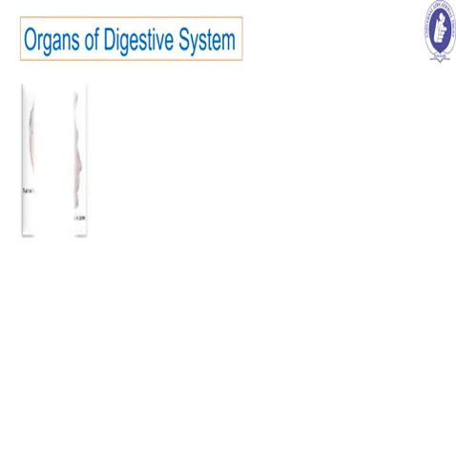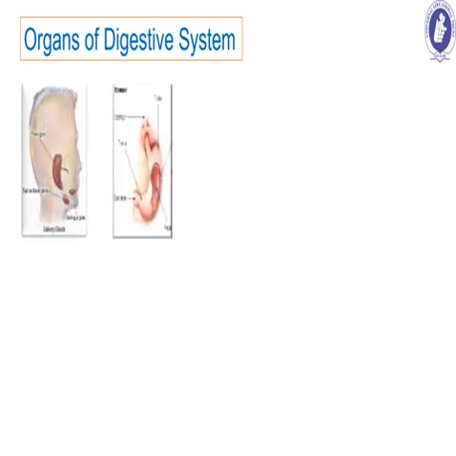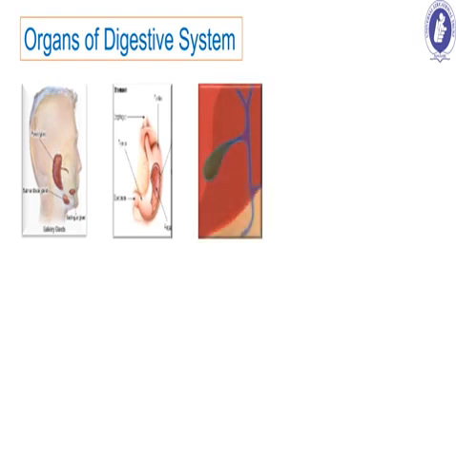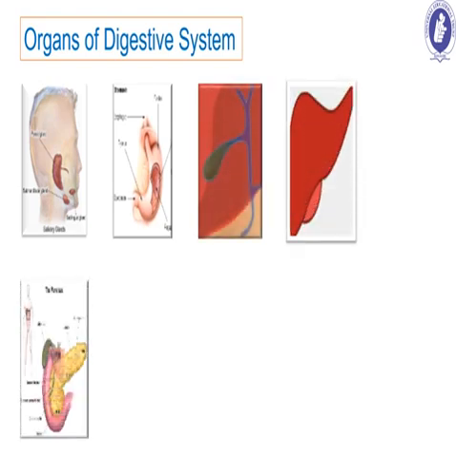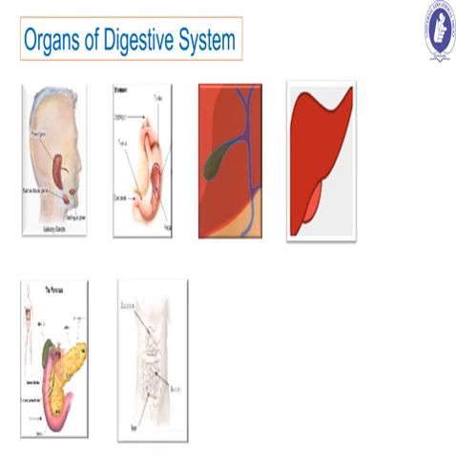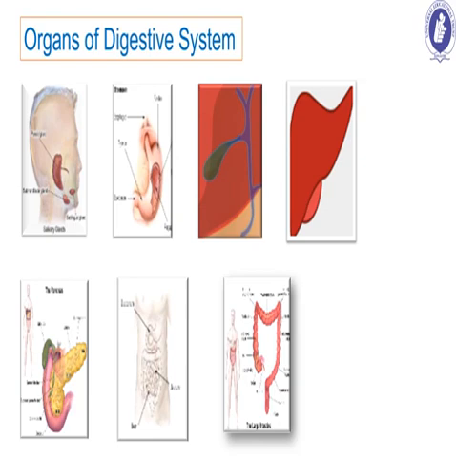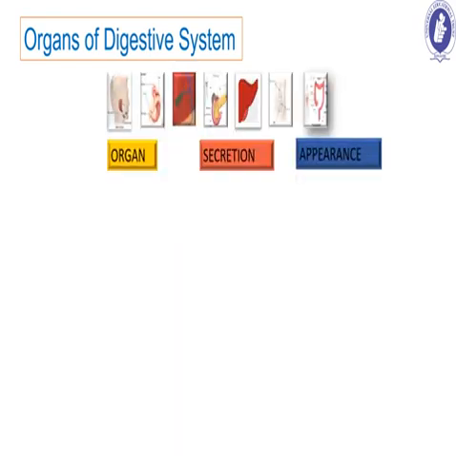Organs of the digestive system include salivary glands, stomach, gallbladder, liver, pancreas, small intestine, and large intestine. Let us look into each organ of the digestive system. These organs produce digestive juices which help with the digestion of food.